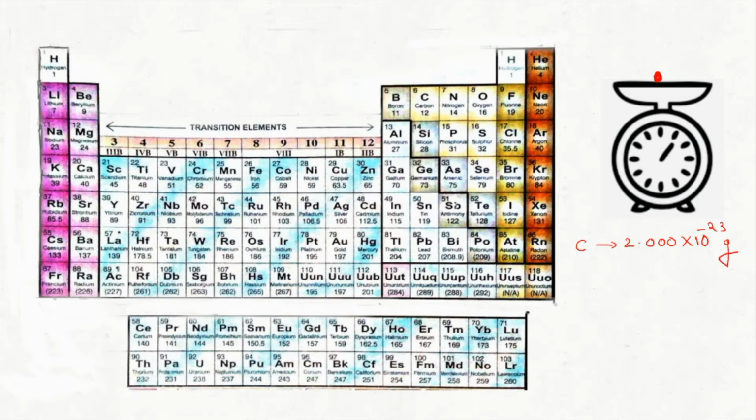Okay, in the same way, if you are taking one atom of hydrogen and keeping it on the balance and weighing, you will be getting the value 1.673 into 10 raised to minus 24 gram. Now itself you will be thinking, oh, do we need to remember all these values? Yeah, because it is too difficult to memorize all this.